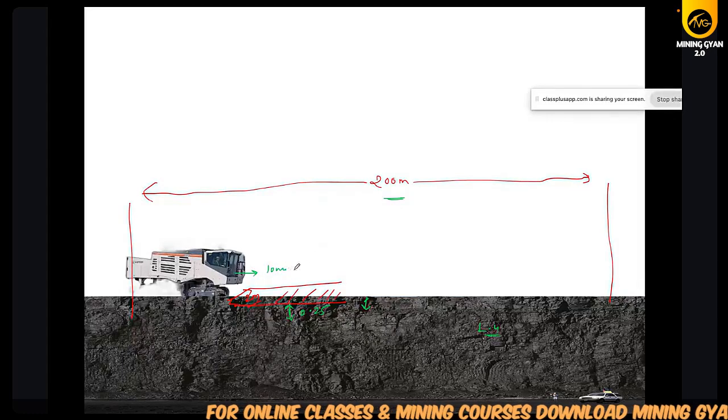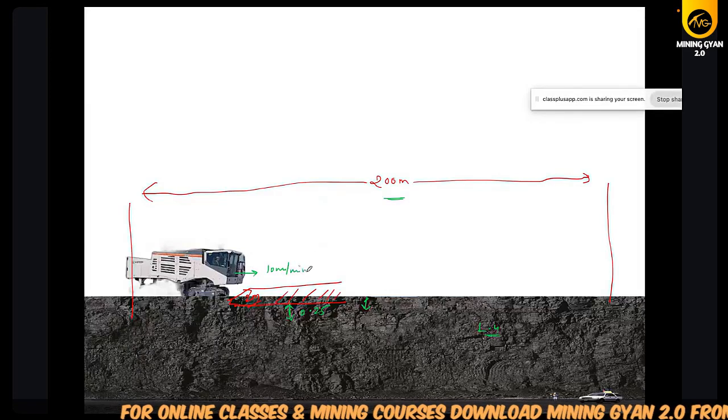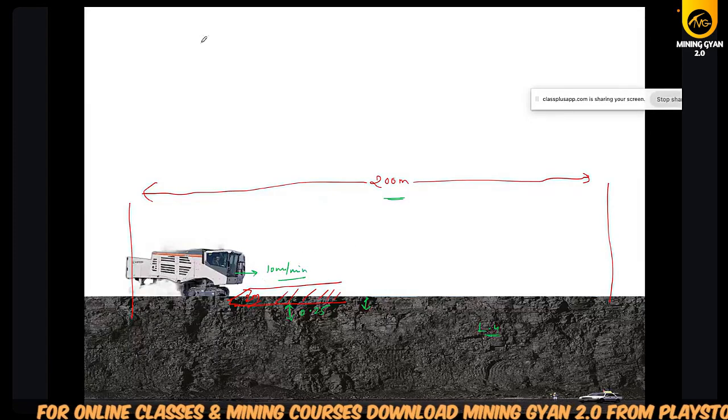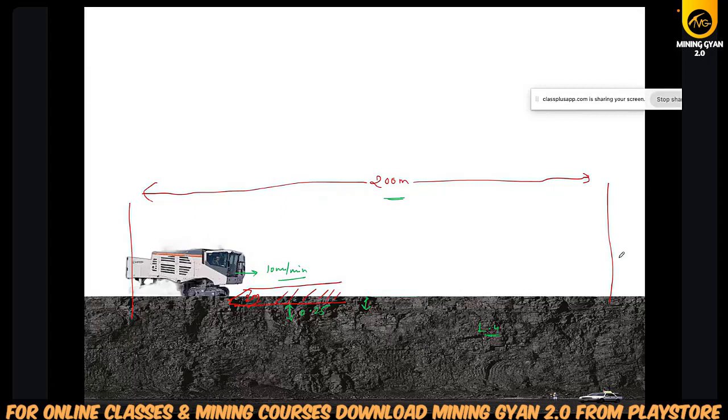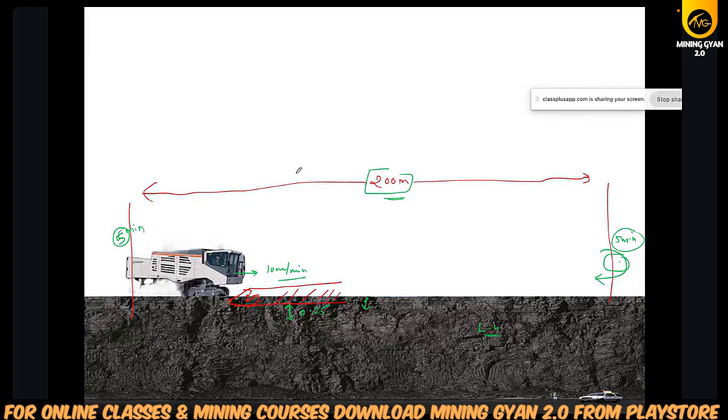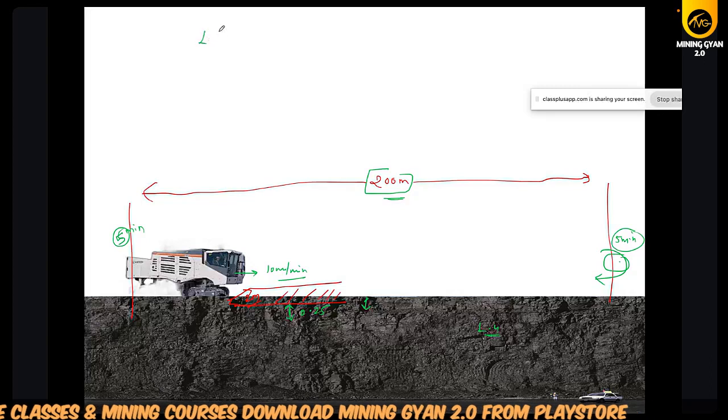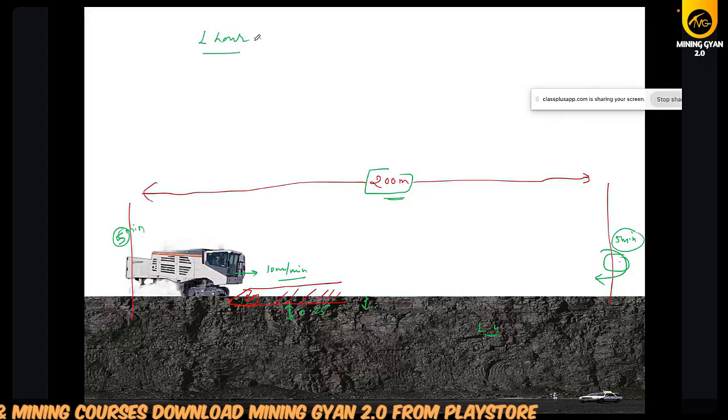10 meter per minute. That means if we take 1 hour and turning, suppose it will reach here and then turning, so it will take 5 minutes in turning, 5 minutes here, 5 minutes here. Okay. So suppose he has started. So to reach 200 meter, we can calculate in 1 hour. Okay. For the 1 hour, we will consider.